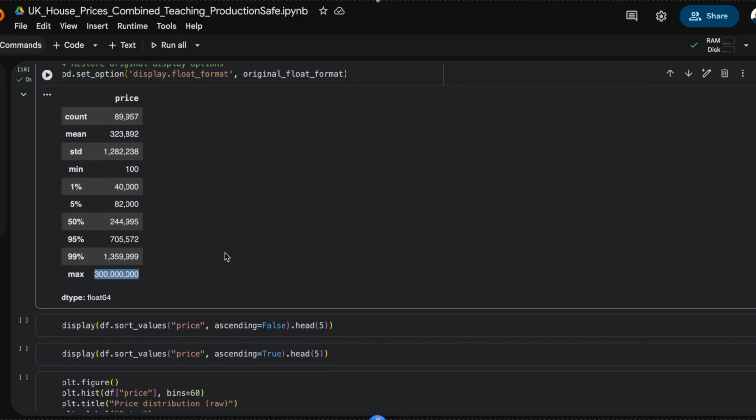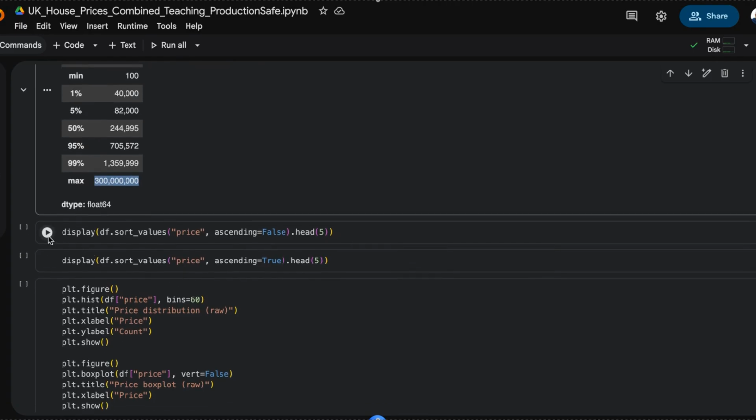Now notice something important. The mean is significantly higher than the median. When the mean exceeds the median by a large margin, it suggests right skewness. That means there are extremely high values pulling the average upward. Then, the maximum value is £300 million. That is several orders of magnitude larger than the median. This indicates extreme outliers exist in the dataset.